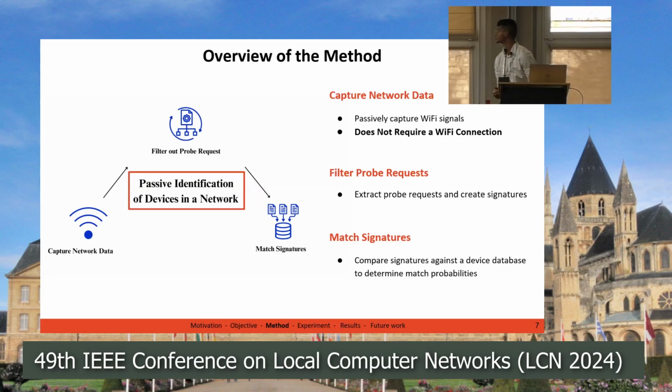So first we just capture network traffic. We use a Wi-Fi antenna and collect all data that's around us. Then we filter for probe requests. I'll get into what a probe request is and why we chose it in just a second. So after we extract the probe request, we create a signature. And the final part of our method is matching these signatures against the database of known devices and determining the match probabilities.